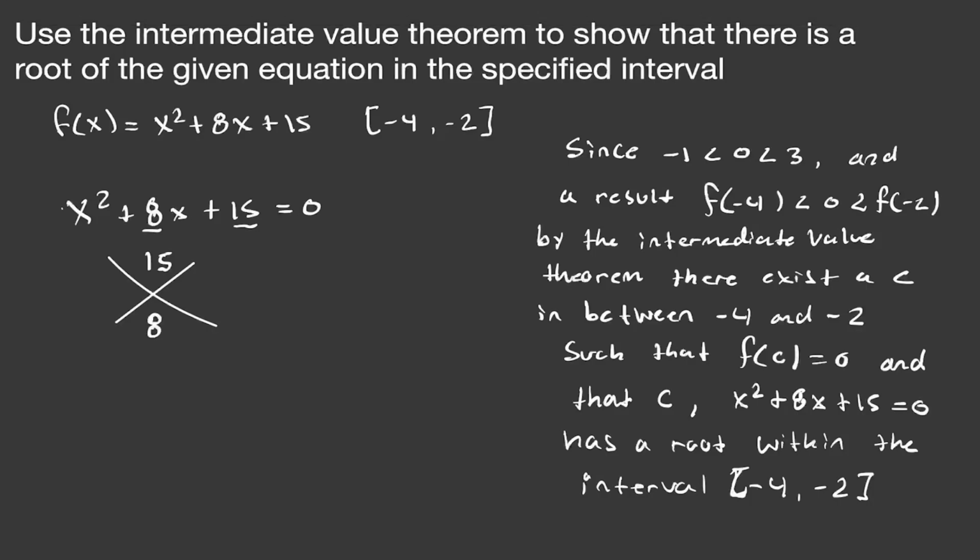But for this one, we want two numbers that multiply to 15, but those same two numbers will add up to 8. Those two numbers could be 5 and 3, because 5 times 3 gives me 15, and 5 plus 3 gives me 8. So then I can write them as follows: x plus 5 times x plus 3 equal to 0.